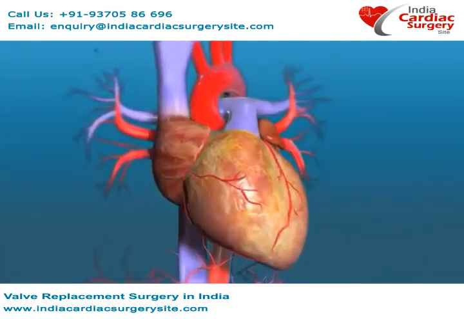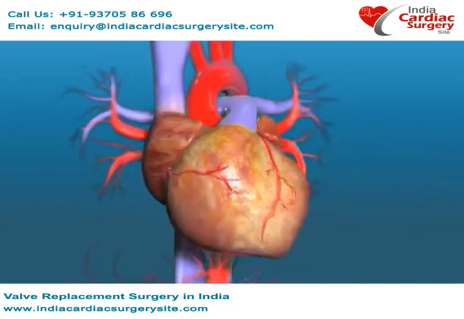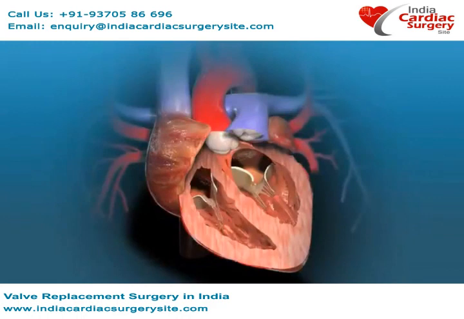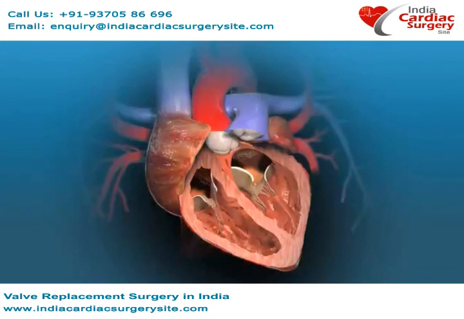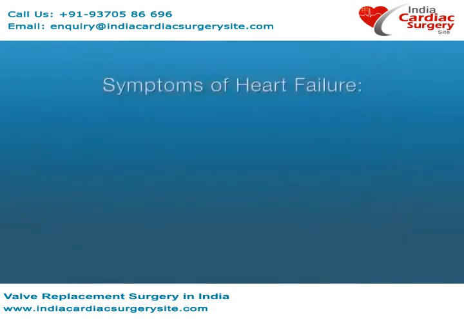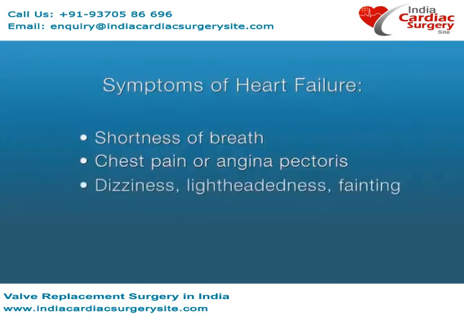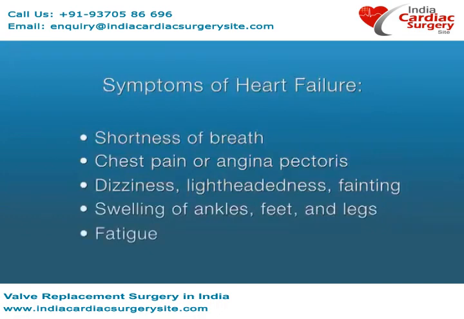After a period of time, a faulty aortic valve can cause the heart muscles to become enlarged and weakened. Depending on the nature of the valve's defect, the walls of the left ventricle may become abnormally thick or thin, and the problem can eventually affect the right side of the heart as well. Patients with this condition, known as heart failure, may experience shortness of breath, chest pain or angina pectoris, dizziness, lightheadedness and/or fainting, swelling of the ankles, feet, and legs, and fatigue.